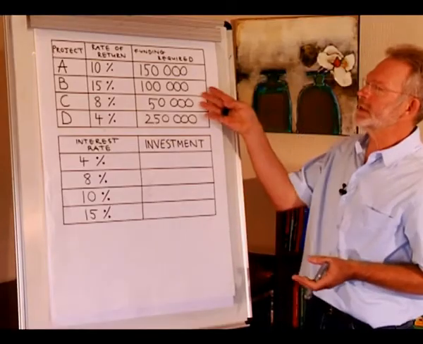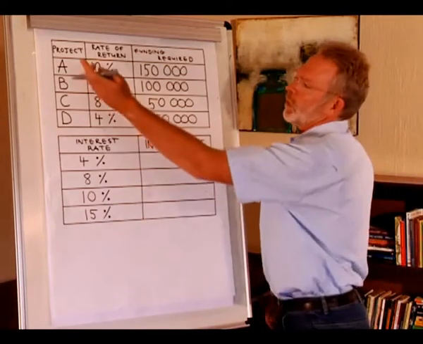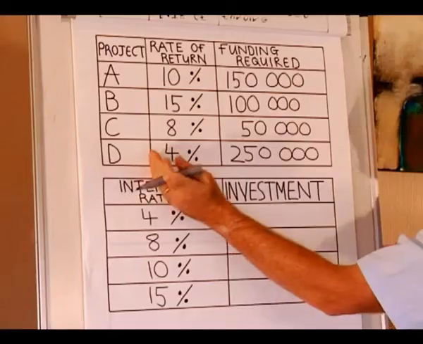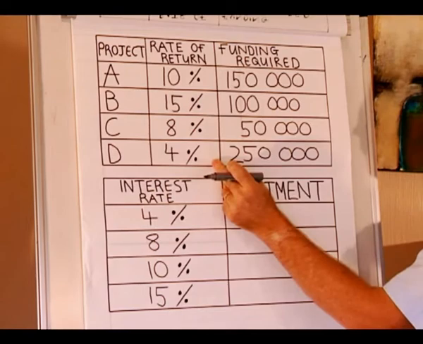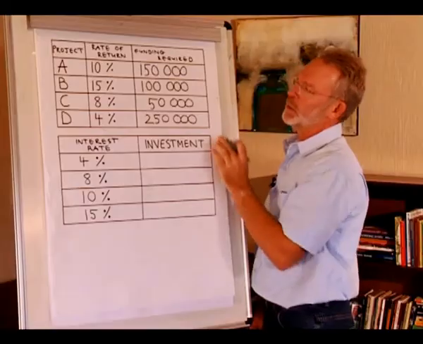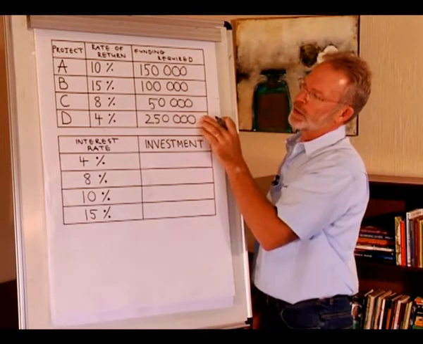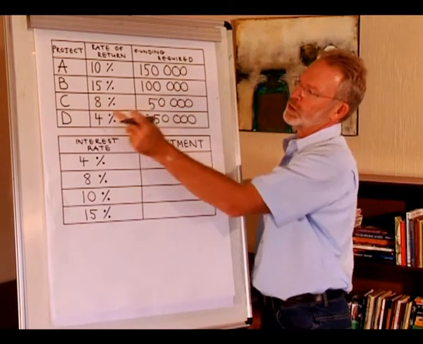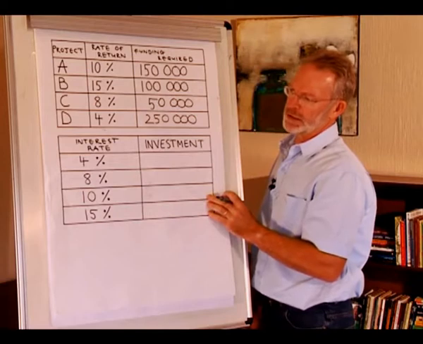The decision to invest is based on the cost of capital, what it costs us to borrow the funds, and the expected rate of return. If we turn to the table, you can see there are 4 projects listed, the expected rate of return, and the funding required for each of these projects. In other words, these are the amounts that we have to borrow in order to finance the projects.